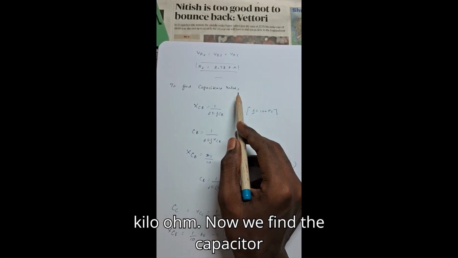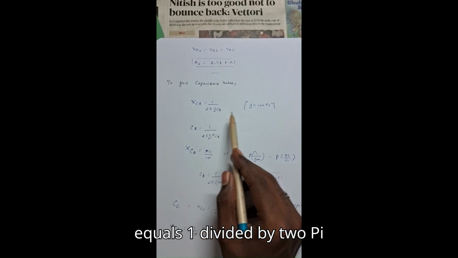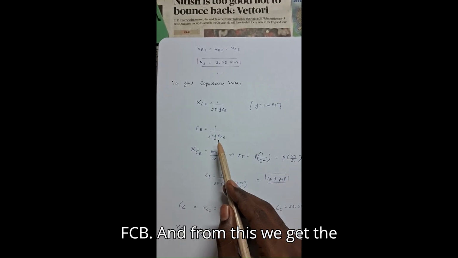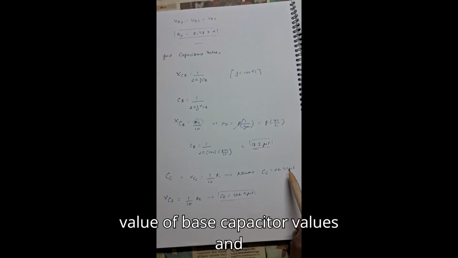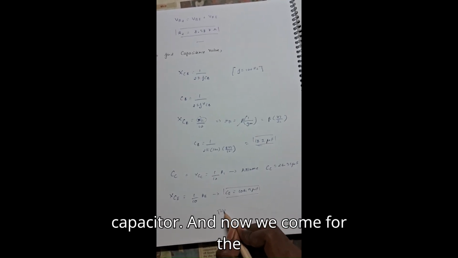Now we find the capacitor values. We know that XCB equals 1 divided by 2 pi F CB. From this, we get the value of the base capacitor. Similarly, we get the values for the collector and emitter capacitors.